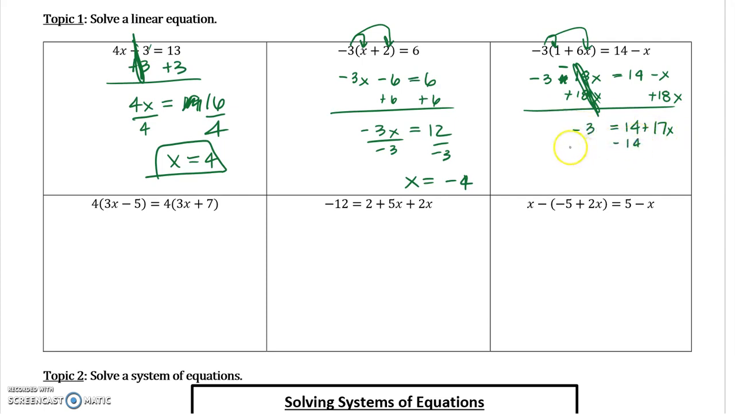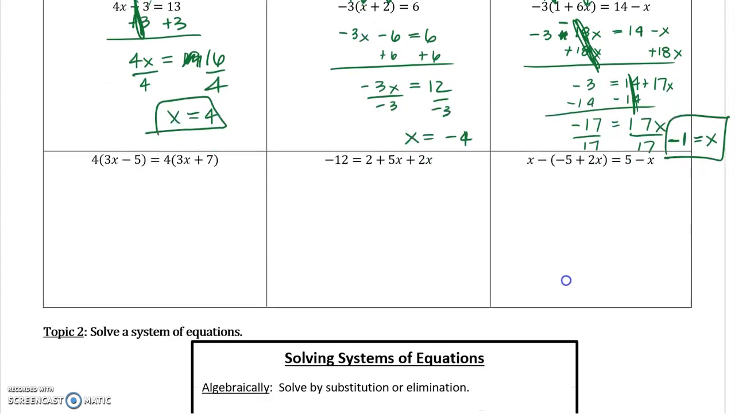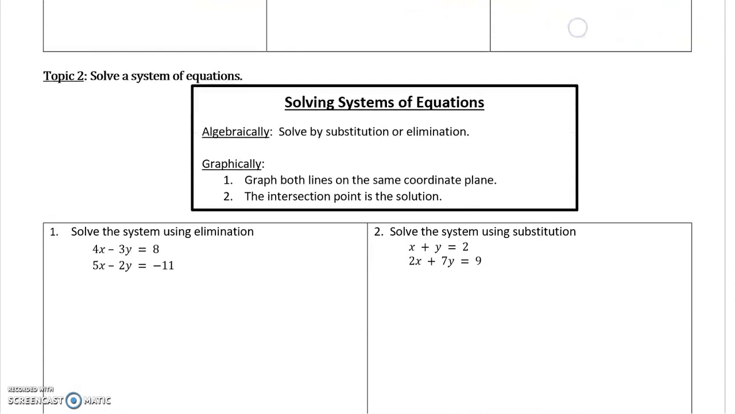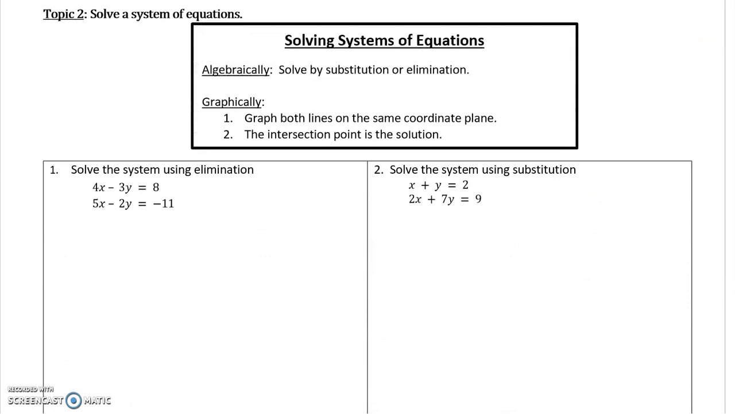Then I'll subtract the 14 from both sides because 3 and 14 are like terms, and we want to get those together. Then divide both sides by positive 17 to get x by itself. And I have x equals -1. That's enough linear examples. You can try the next 3 on your own if you would like.